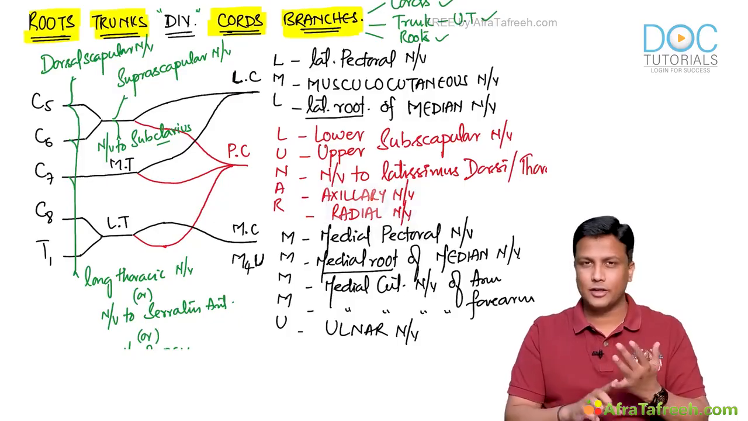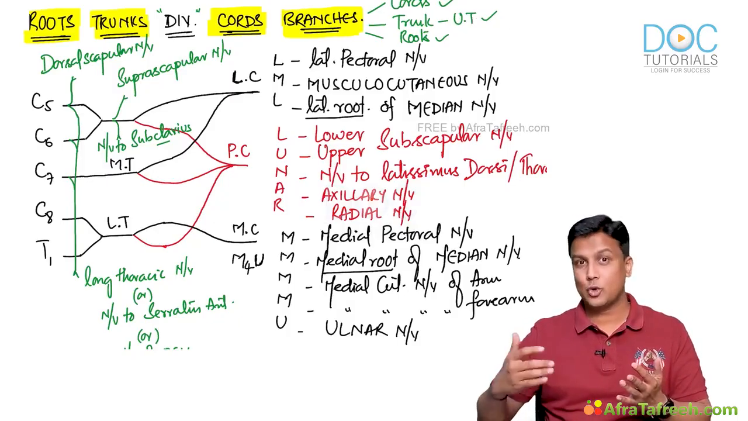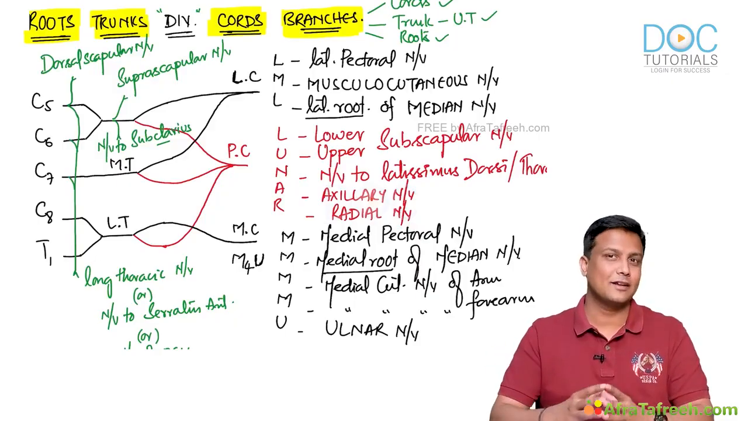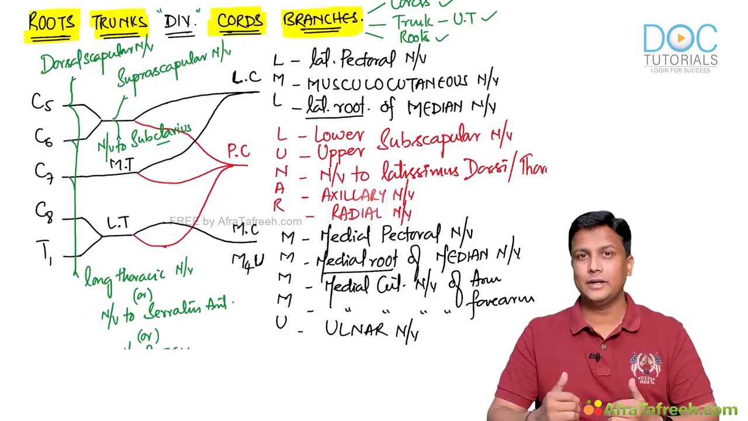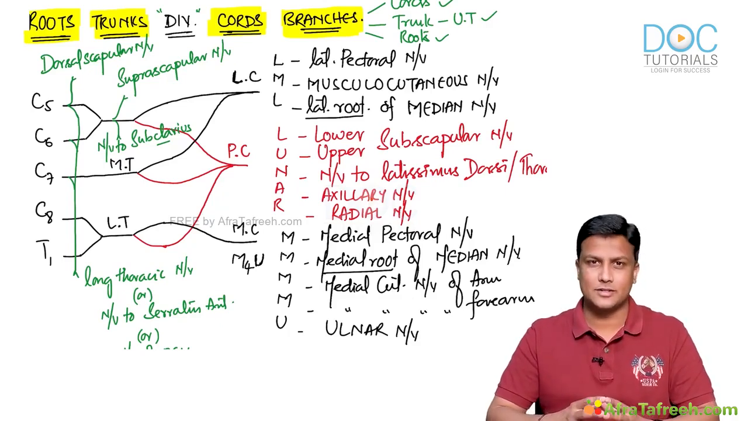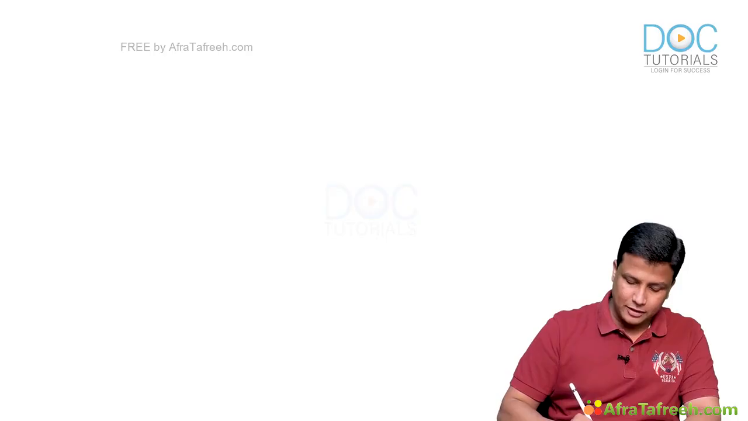We have completed the origin, all the 5 parts: the root, trunk, division, cords and branches. Then we have seen the root values, and certain controversies have been clarified here, sir. Now after completing the normal brachial plexus, let us learn about the injuries in the brachial plexus. I mean to say, we are going to learn about the applied aspect of the brachial plexus, guys.